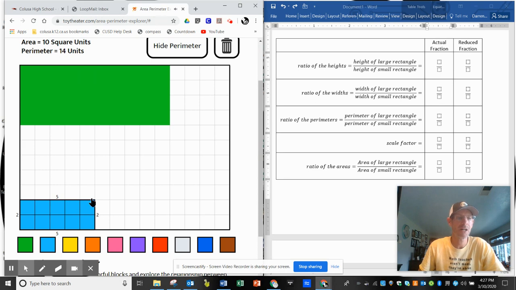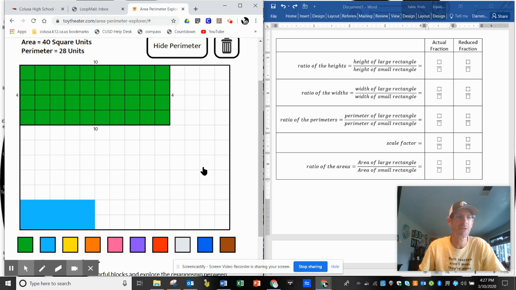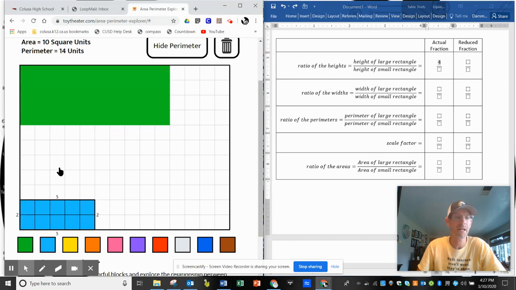And as I promised, our small rectangle has dimensions 2 by 5, and our large rectangle has dimensions 4 by 10. Now we're going to come over to this side of the screen, and we're going to fill in these ratios. So first, the ratio of the heights. We can see in the larger rectangle, the height is 4, and in the smaller rectangle, our height is 2. If we reduce that fraction, it reduces to 2 over 1.